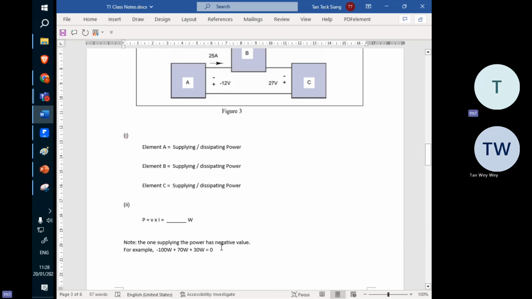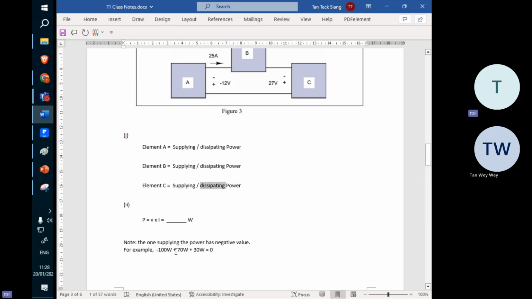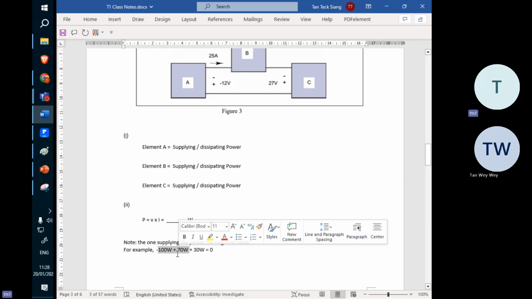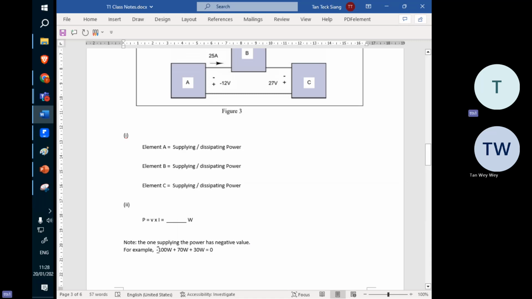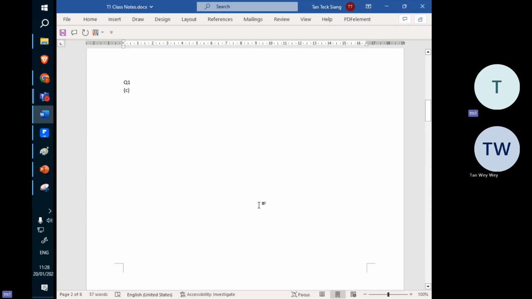Some students argue that the one supplying should have a positive value, the one taking away should have a negative value. Logically, it looks like this. But when it comes to the circuit, when you think of the dissipation of power, it should have a positive value. Supply should have the opposite sign, which is negative. So this is 2C, 1C.